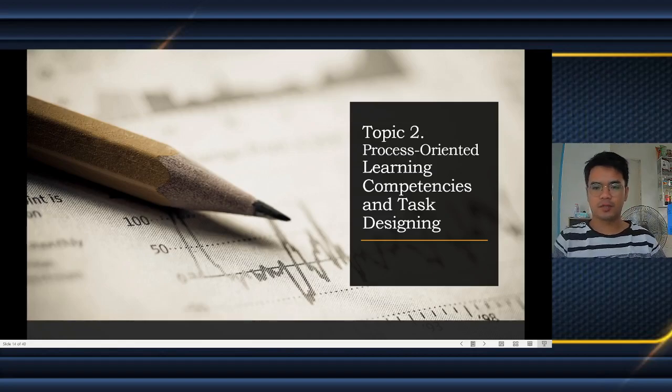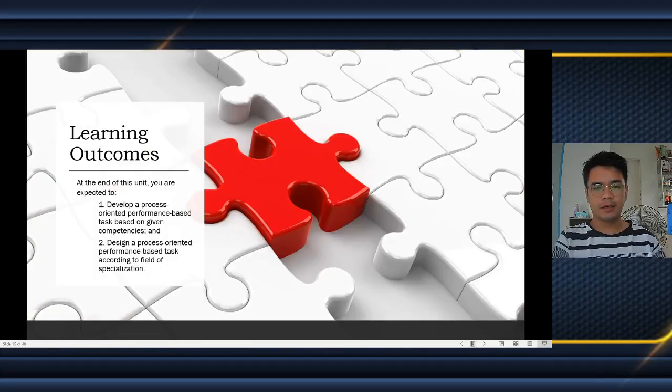the second topic, which is process oriented learning competencies and task designing. So, in this topic, you are expected to develop a process oriented performance based task based on given competencies and design a process-oriented performance-based task according to your field of specialization, which is of course music, arts, PE, and health. So in your module feedbacks, these outcomes will be reflected. Okay, so one of your outputs in this topic is on the development of a process-oriented performance-based task along your field of specialization.